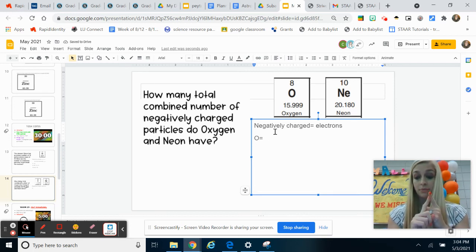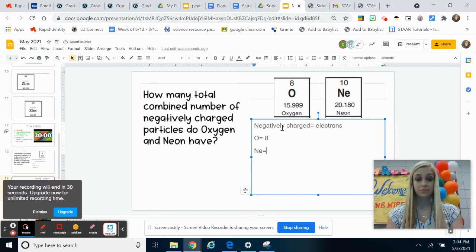So how many electrons does oxygen have? Remember, atomic number equals protons and electrons. So the number on top is equal to electrons. So oxygen has 8 electrons. How many electrons does neon have? 10 electrons. So combined, they have 18 negatively charged particles. So your answer would be 18. So don't get tricked up on the words, just slow down and write some things down to help yourself.